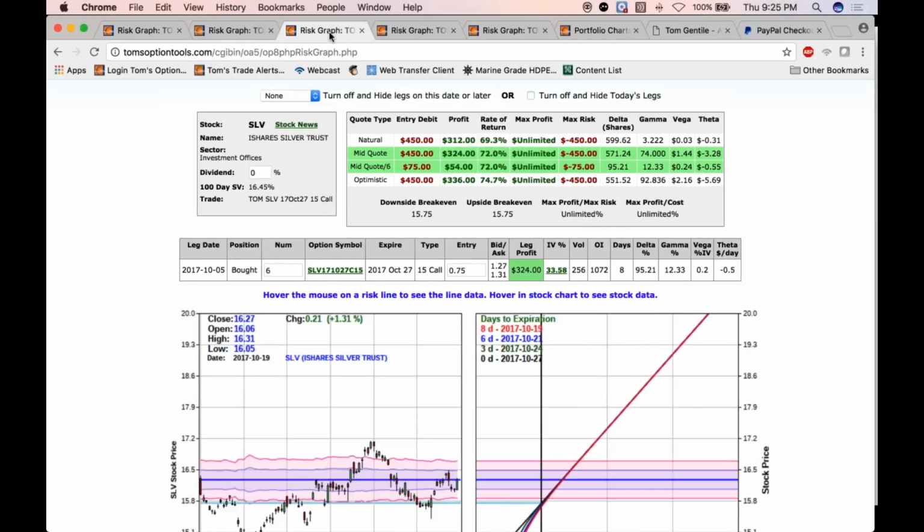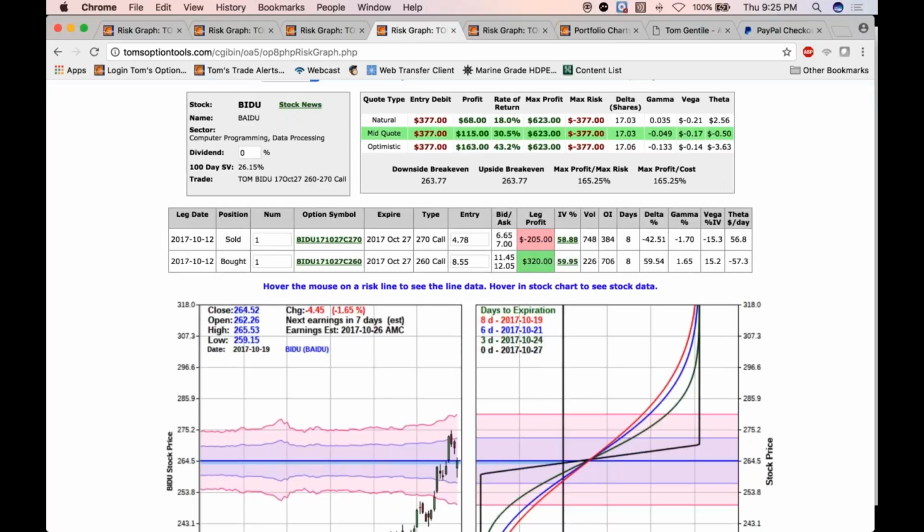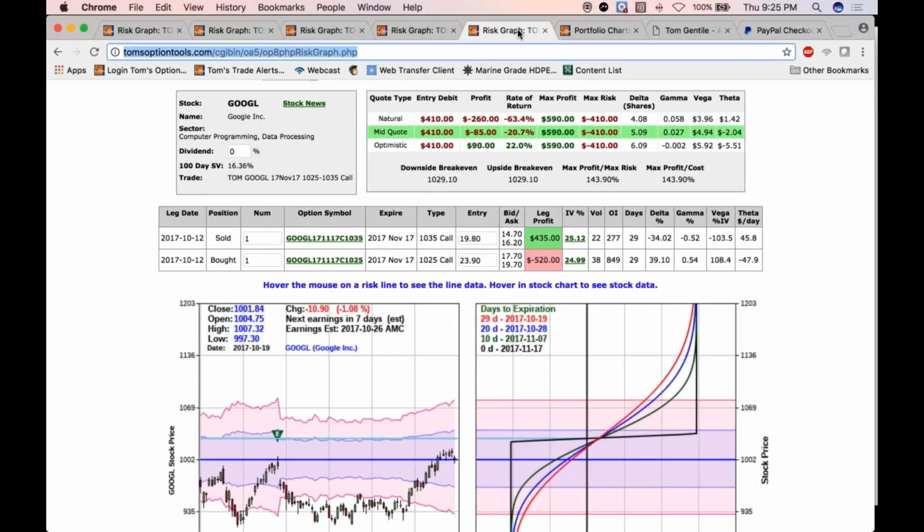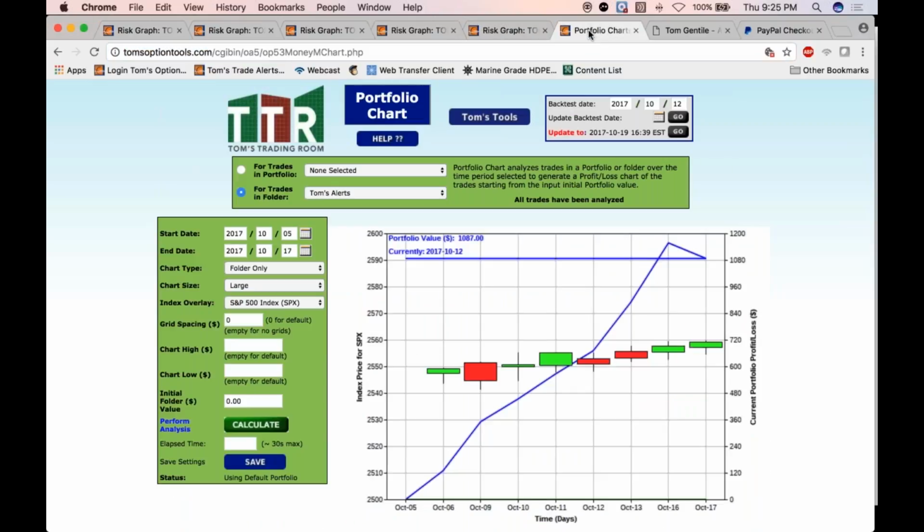And then if you look at SLV, another really good trade that is up 72% so far. Take a look at Baidu. Baidu is just getting started, already up about 30%. And then, of course, Google, which is down a little bit. But we have a lot of time left on this one, as it is our longest-term case study that we're looking at. Again, the portfolio is really looking good, especially when you follow the rules of getting out of half of your positions when you double in value.